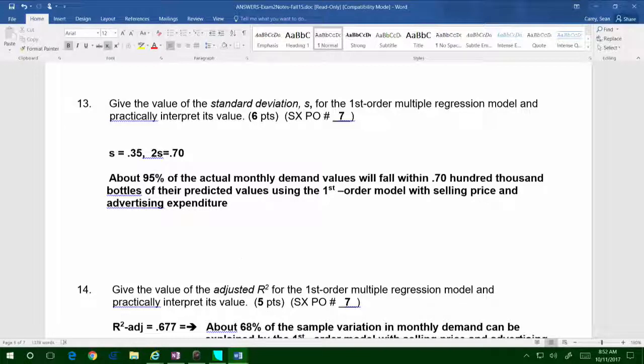Okay, and now this is not a confidence interval, so you can't use the word confidence here. But what you can say is about 95% of the actual demand values are going to fall within 0.7 units of measurement of their predicted. So now I put the units of measurement in. So about 95% of the actual monthly demand values will fall within 0.7 100,000 bottles, because that's the units of measurement, of their predicted values using the first order model that has price and advertising expenditure. And if you go back and look at all the interpretations that we made on all the different models in class for this particular statistic, they all look the same. You're just changing the units of measurement and the variables, that's all.